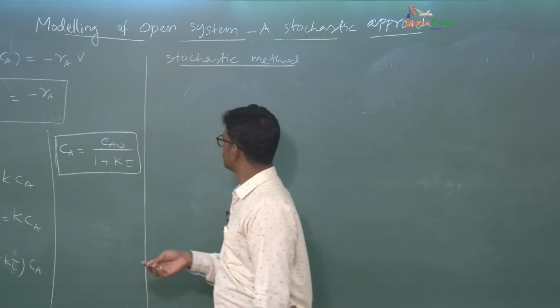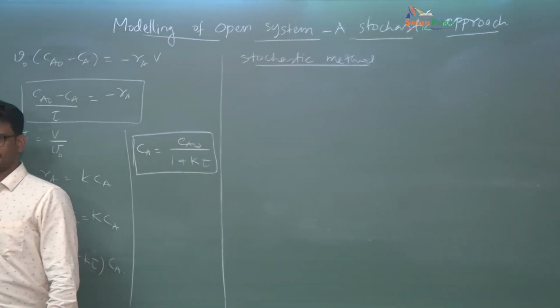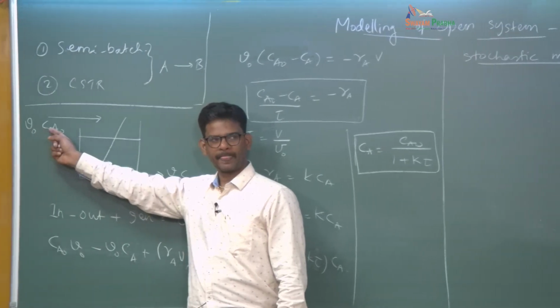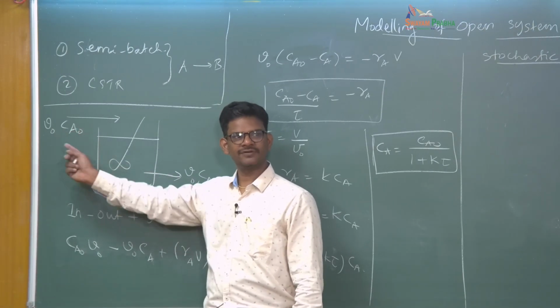So in the stochastic approach, again, we already know how to handle this inlet behavior, the injection, which we already saw for semi batch.